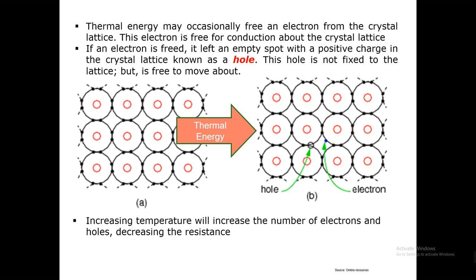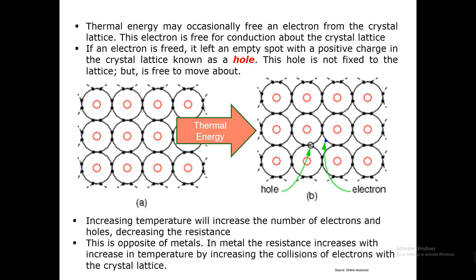So one of the properties of the silicon material is, if we apply thermal energy, it will become a conductor. And if it becomes a conductor, it means it has less resistance, like copper. Copper is a conductor. It has very little resistance. So this is one of the good properties.